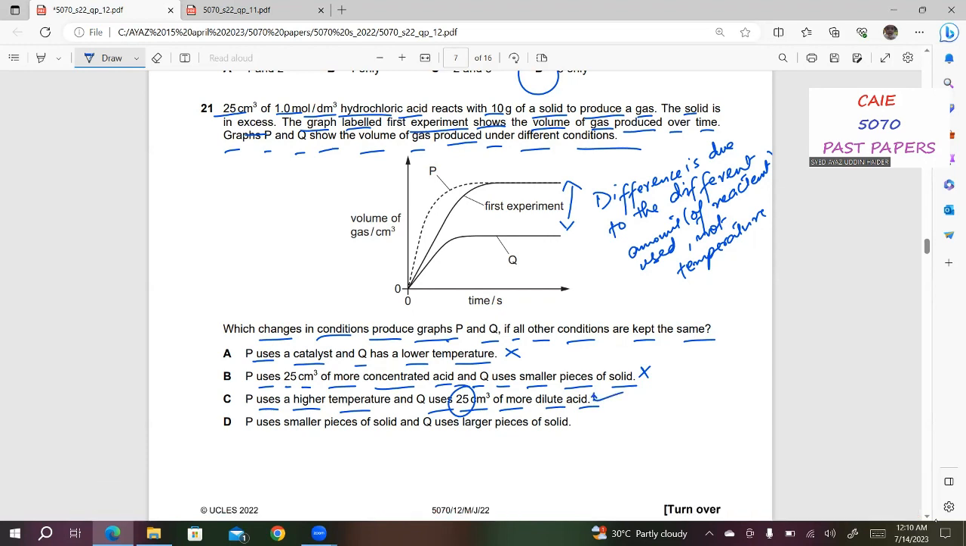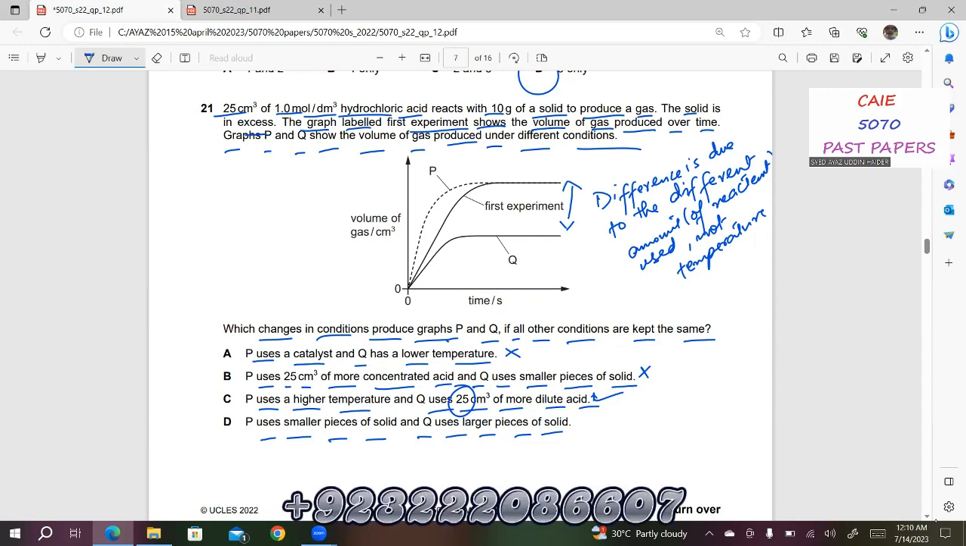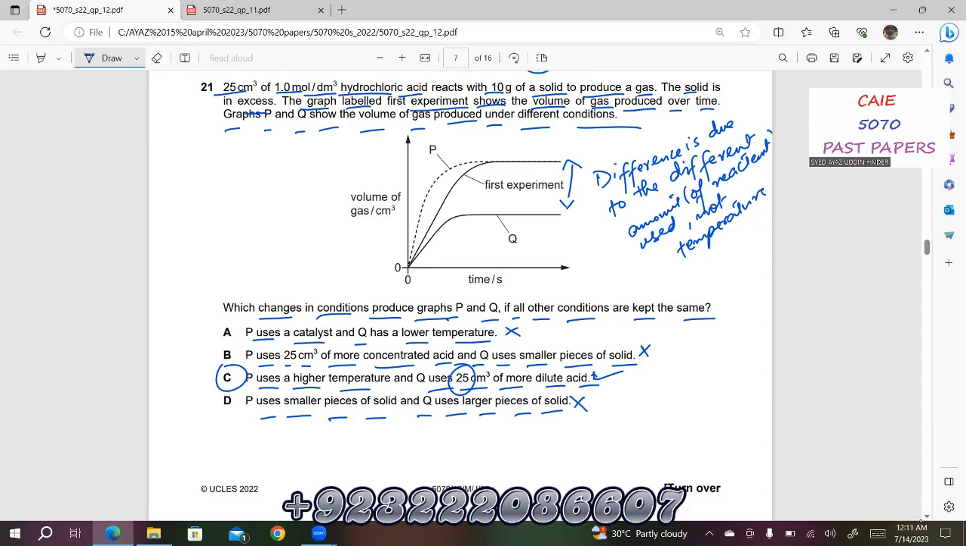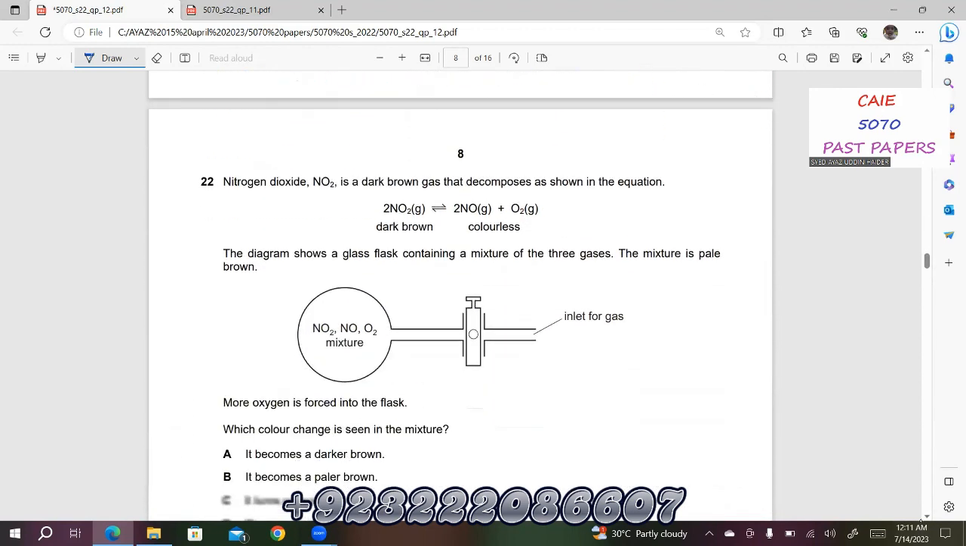For your convenience, I am reading the last statement. P uses smaller pieces of solid and Q uses larger pieces of solid. So the difference for P and Q: in case of P, they are using smaller pieces of solid. So it will take place at a higher rate. This looks correct to me. And Q uses larger pieces of solid. They are not telling a difference in the amount of the reactant. So this is also incorrect. Only choice C is the right answer in this case. 22.